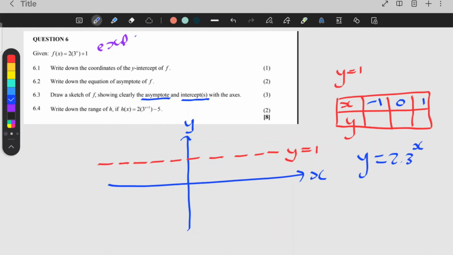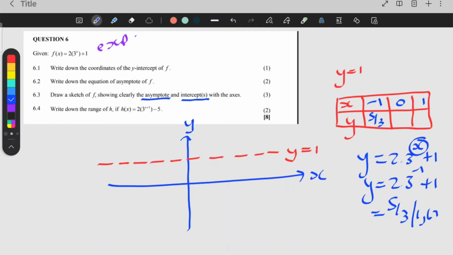So now you will make your x negative 1. If you make your x negative 1, then you get your y value to be 5 over 3, or 1,67. If you make your x 0, then you get this to be 3. And if you make your x 1, you get your y value to be 7. And then you just plot those points.